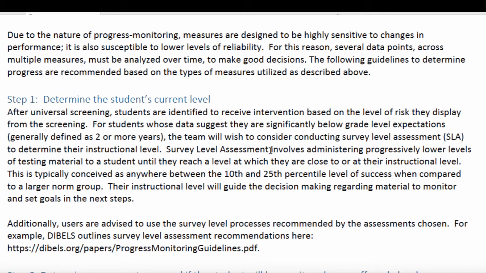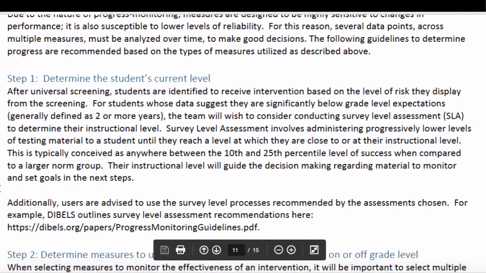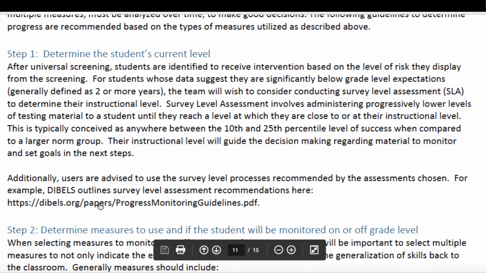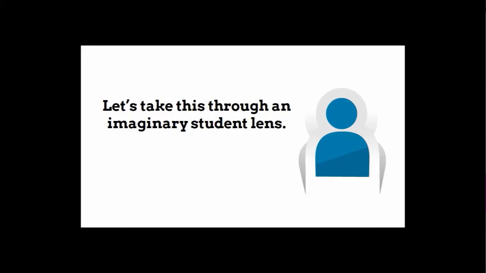More information and complete guidance on survey level assessment is available. Once we use that survey level assessment and we find their instructional level, this is typically where they're functioning between about the 10th and 25th percentile. However, some measures, such as Dibels Next, have their own procedures to find that student's instructional level, and we should always use the method that's matched to the assessment that you're using. For information on progress monitoring using Dibels Next, which is especially important for K-3 in North Carolina, please refer to the link that's provided within the assessment guidelines.